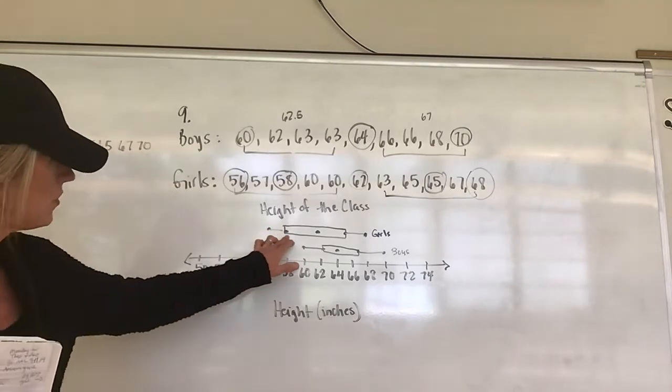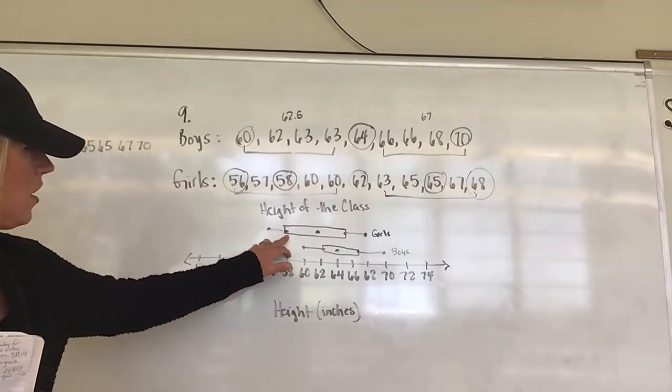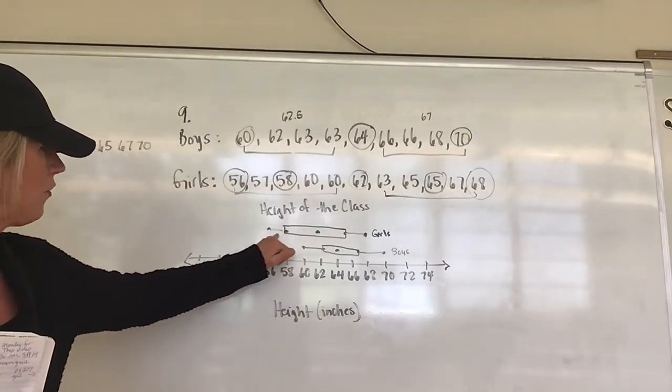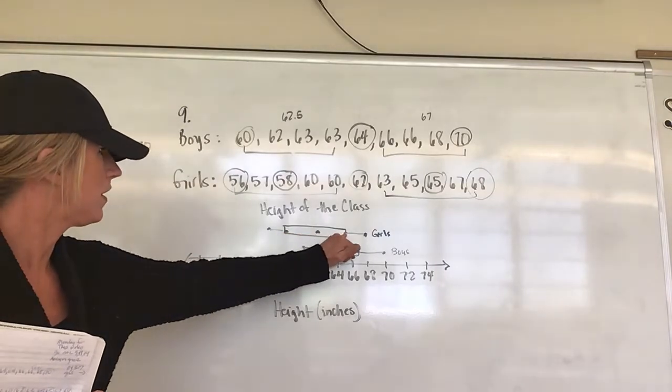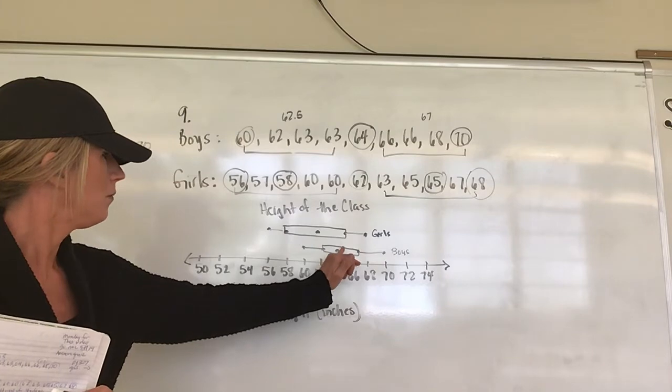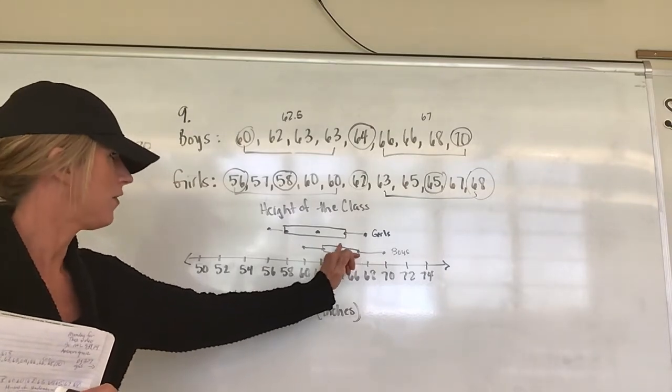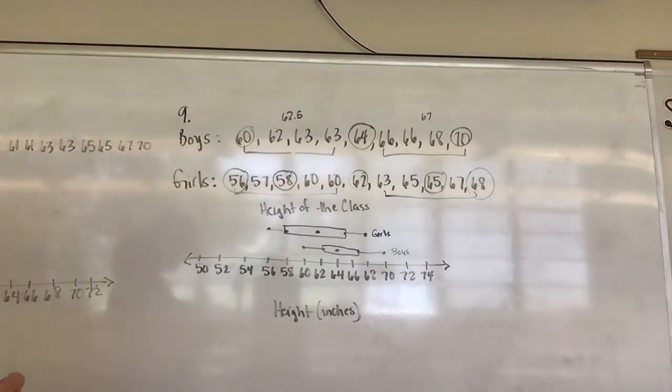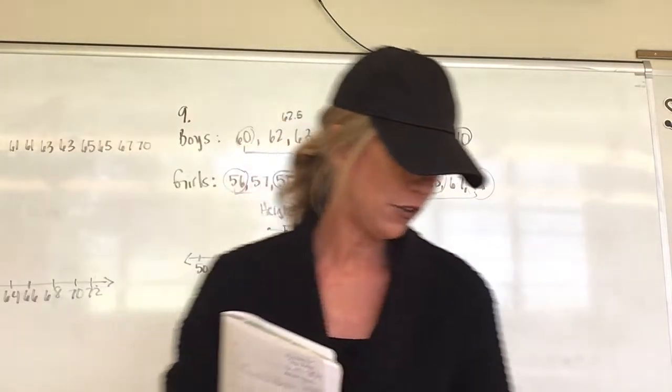Remember how from dot to dot is a fourth of the data? So we're looking like we have a fourth of the data here, a fourth of the data here, a fourth of the data here. So we have almost 3/4 of our data close to the boys, half of their data. So just some different things we could compare between the boys and the girls here, looking at this box and whisker.